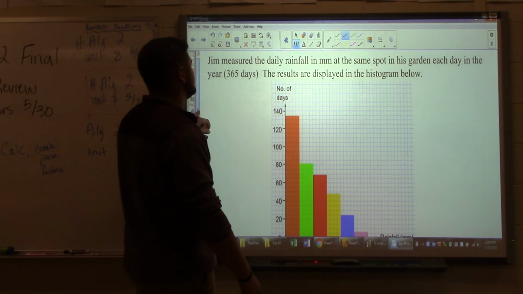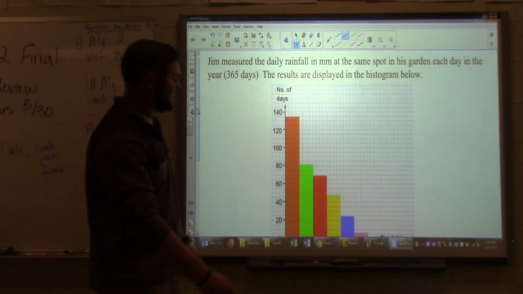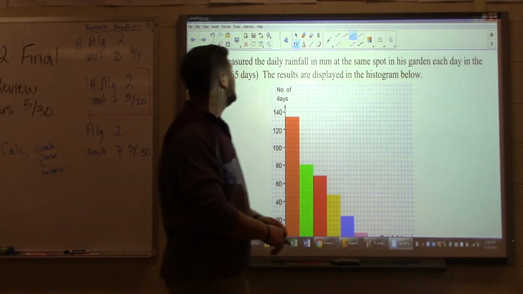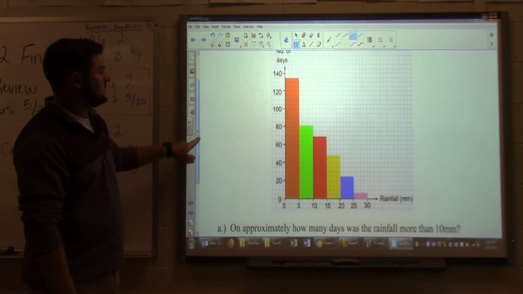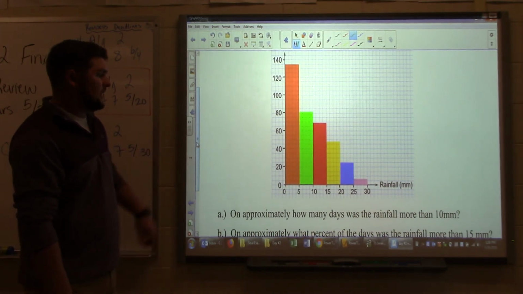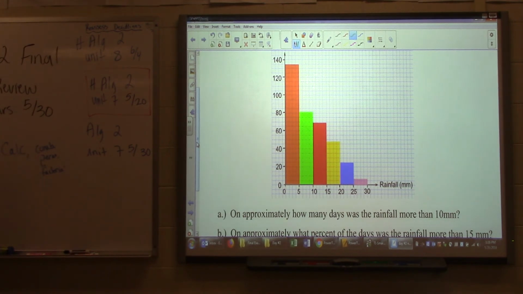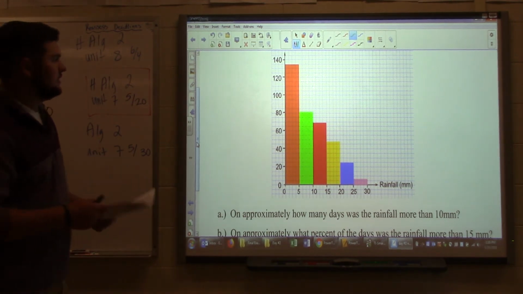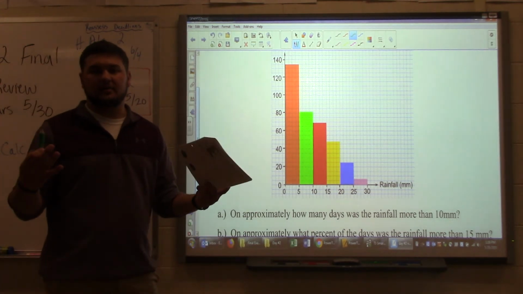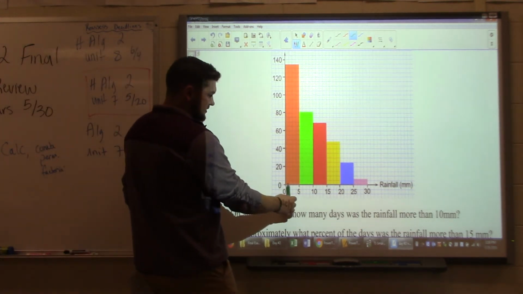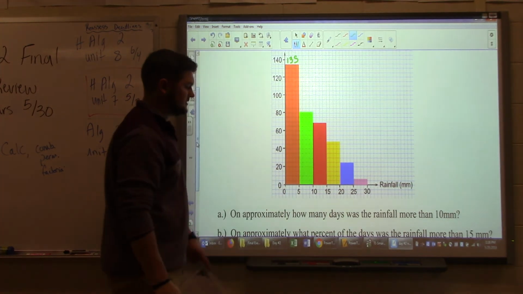One last graph. Jim measured daily rainfall in millimeters at the same spot in his garden each day in the year. The results are displayed in the histogram below. On approximately how many days was the rainfall more than 10 millimeters? Well, first of all, let's look and see if we can figure out how many were on each day. So 0 up to 5 is about 135 days.